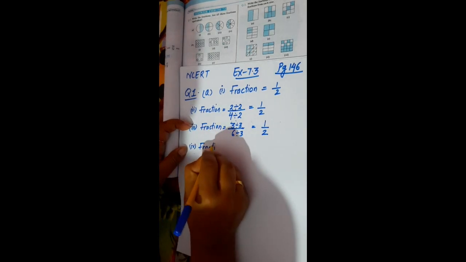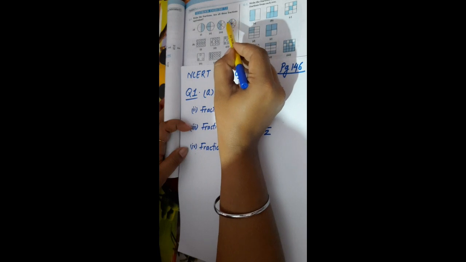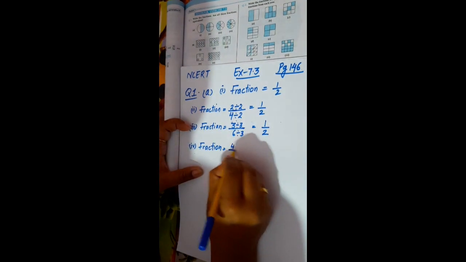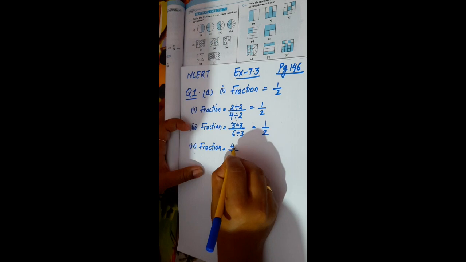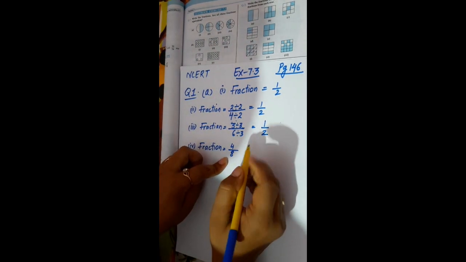Here fraction is, let's count how many total parts are there. 1, 2, 3, 4, 5, 6, 7, 8. And out of 8, 4 parts are shaded. So your fraction is 4 upon 8. In this also we will reduce in lowest form. Both numerator and denominator are divisible by 4.